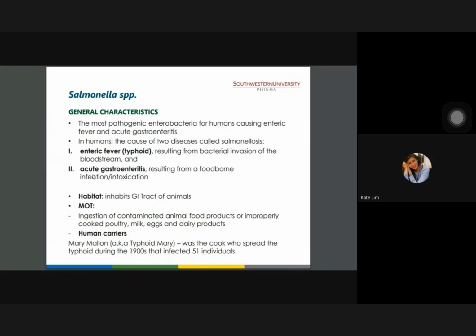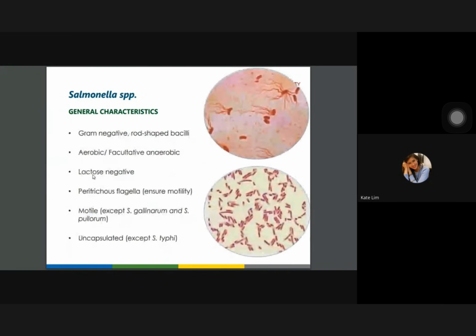This is a very good highlight of the importance of food safety and proper cooking practices, especially when handling dairy products, because Salmonella is very common in dairy products. So much for the disease.